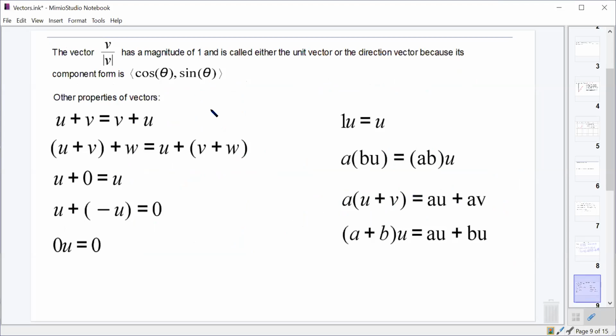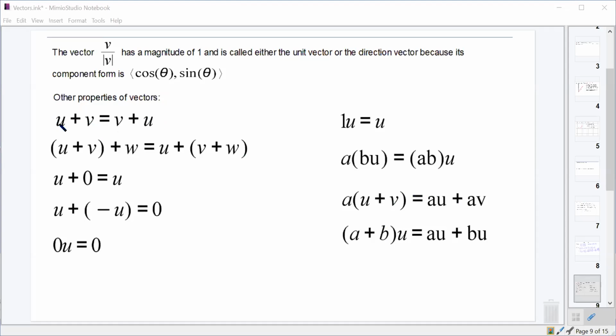All right, a couple more properties of vectors that you should at least be moderately familiar with. I think we mentioned before that v over the absolute value of v is the direction vector, or the unit vector, has a magnitude of 1. Its component form is just cosine theta, sine theta, so it's just telling you the direction. So that's how we get the inverse tangent of the y value over the x value from the velocity vector. It gives us our direction of motion.